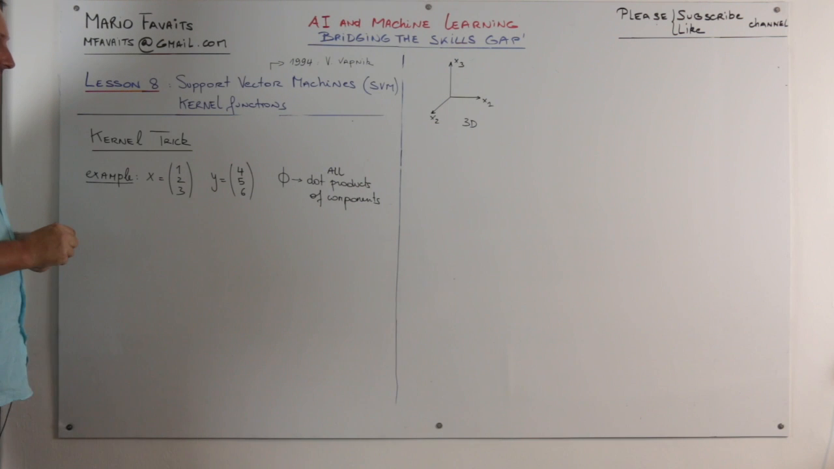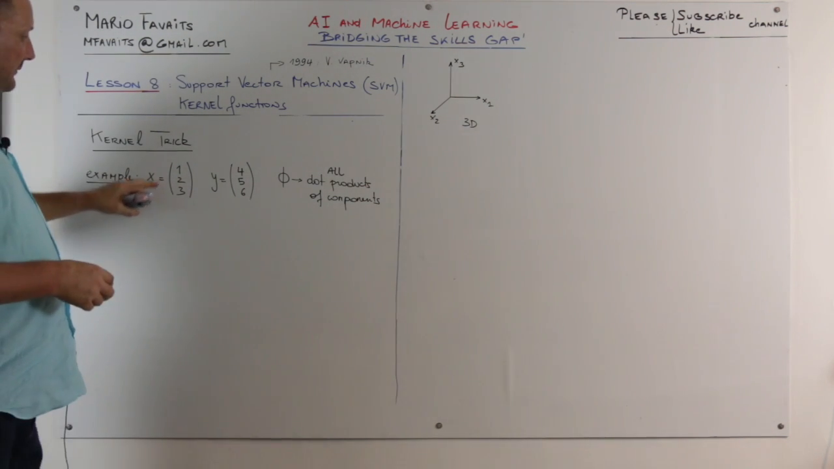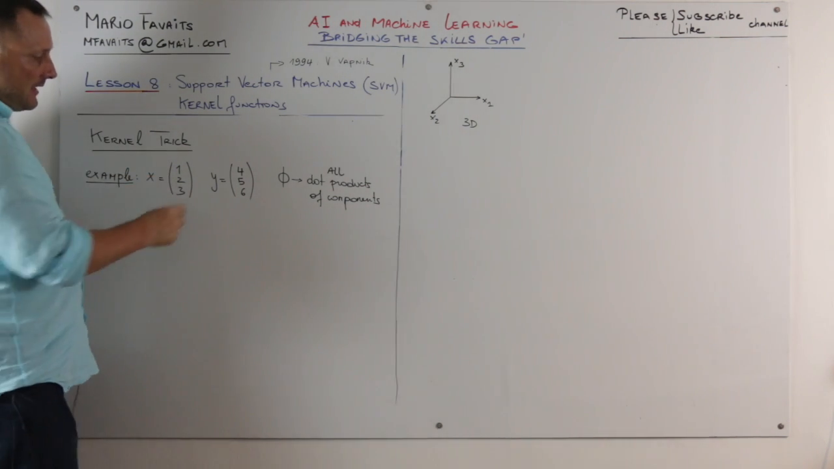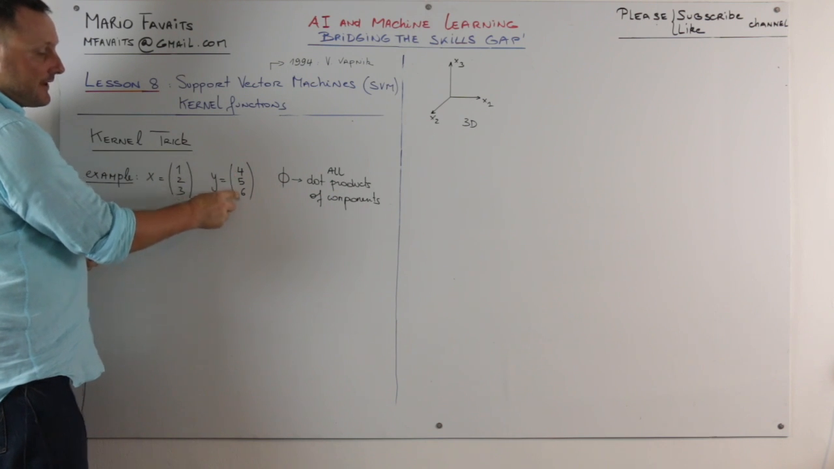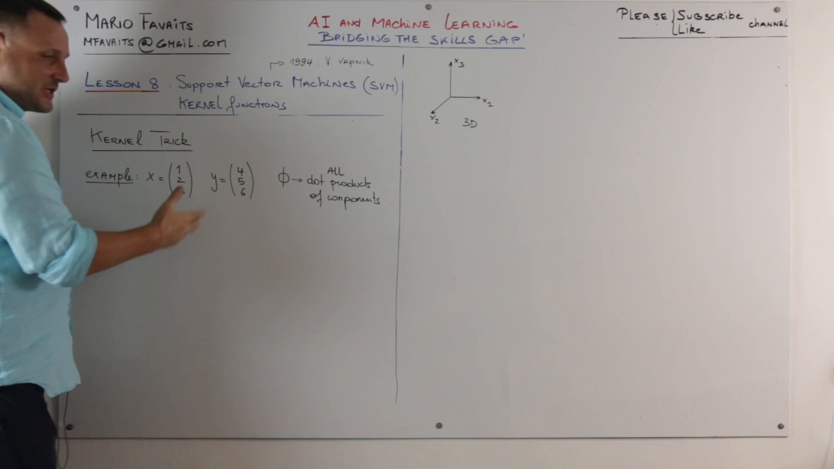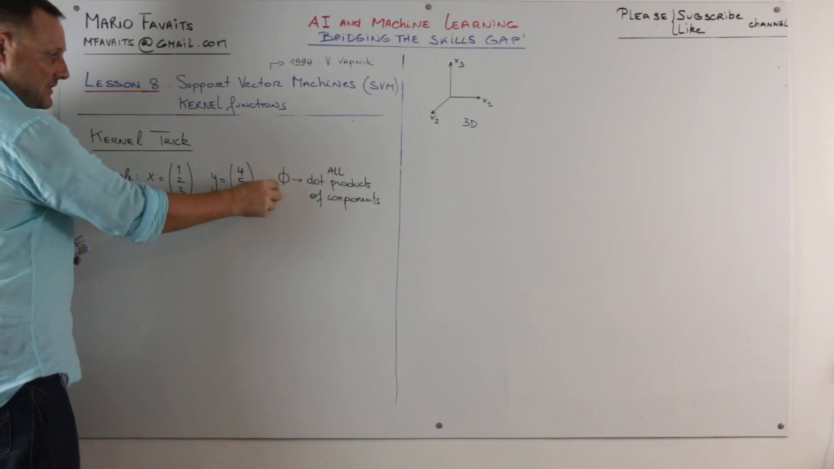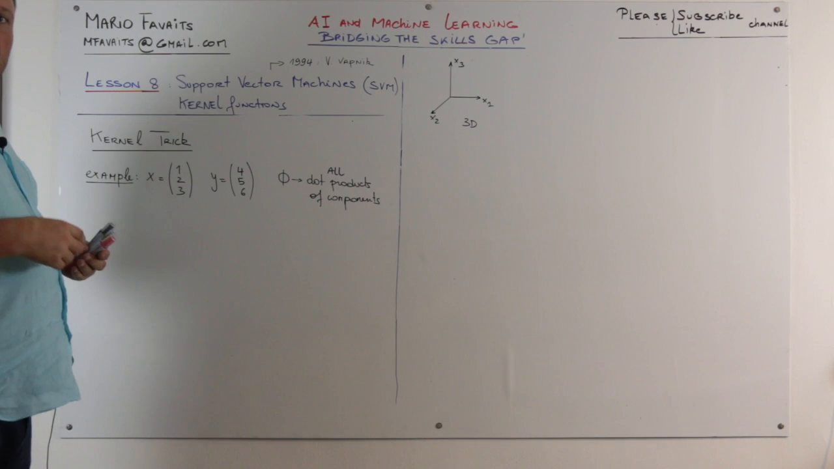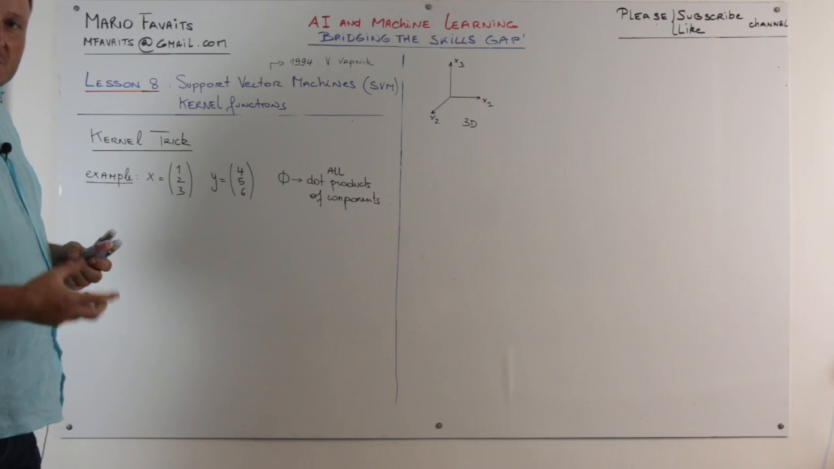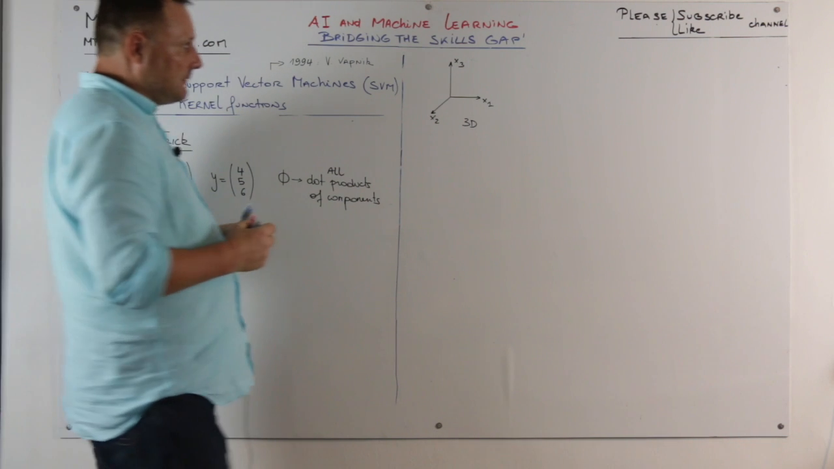Alright, let's now take a look at the famous kernel trick. I'll do it using an example. We have two vectors here, x with components 1, 2, 3, and y with components 4, 5, 6. We're going to apply a transformation of these vectors, and the transformation will take all the combinations of the dot products of the components. Let me explain this a little bit.